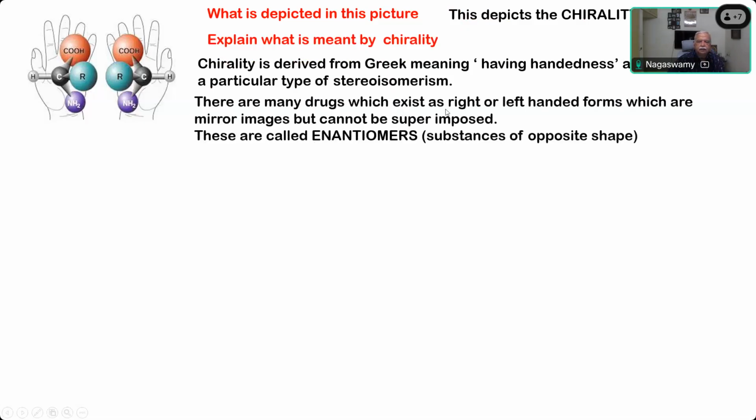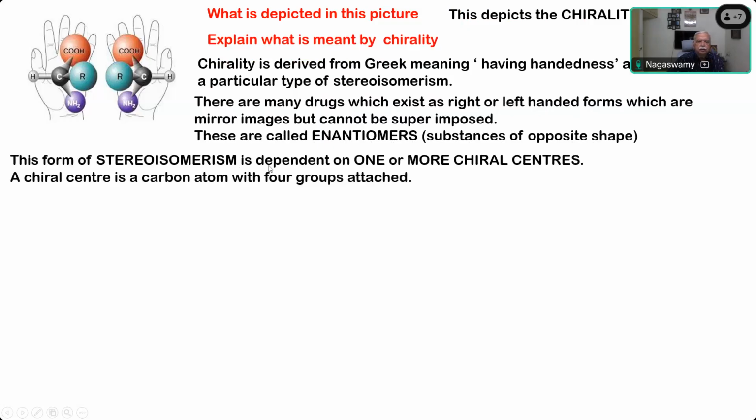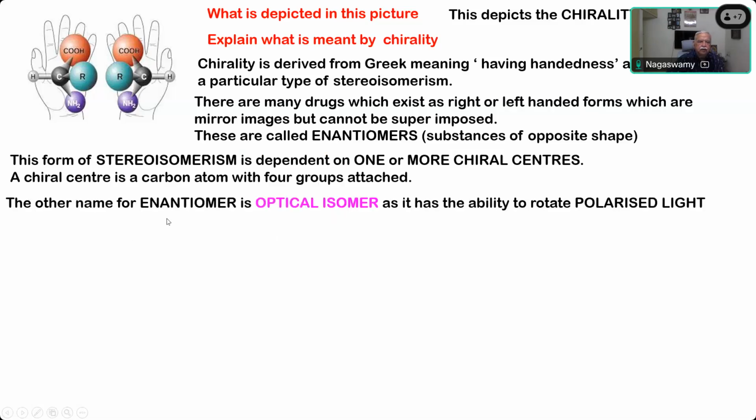There are many drugs which exist as right or left-handed forms of the mirror, but cannot be superimposed. They are called enantiomers, substances of opposite shape. This form of stereoisomerism is dependent on one or more chiral centers. A chiral center is a carbon atom with 4 groups attached. The other name for the enantiomer is optical isomer. This has the ability to rotate polarized light. What are the different nomenclatures used to describe these chiral substances?